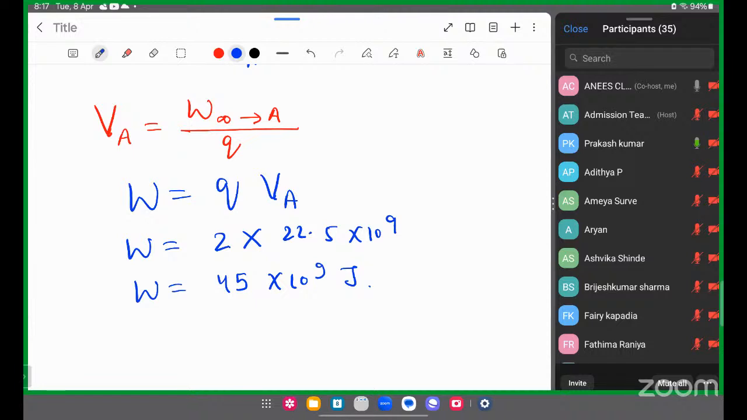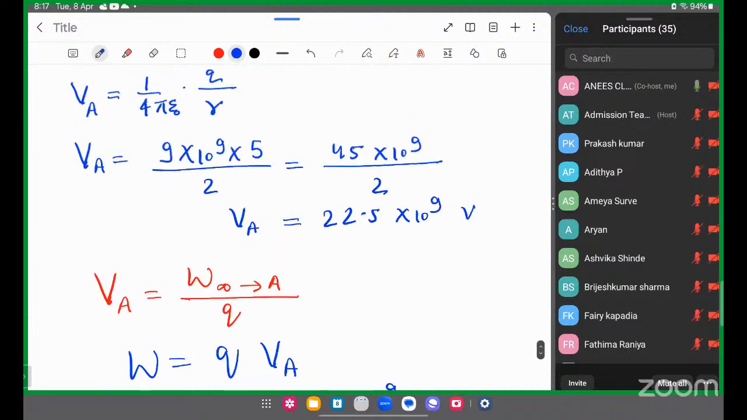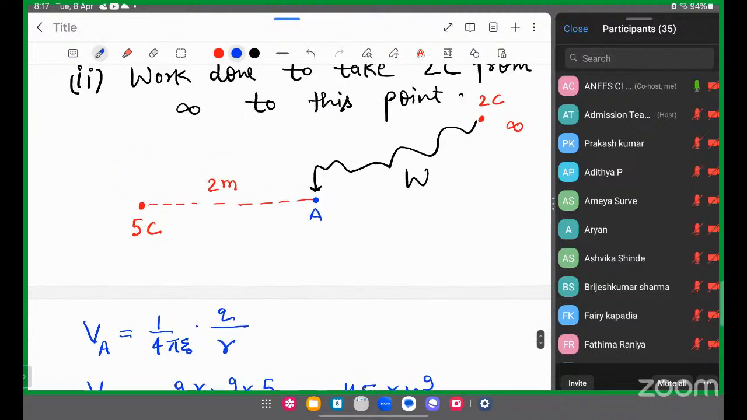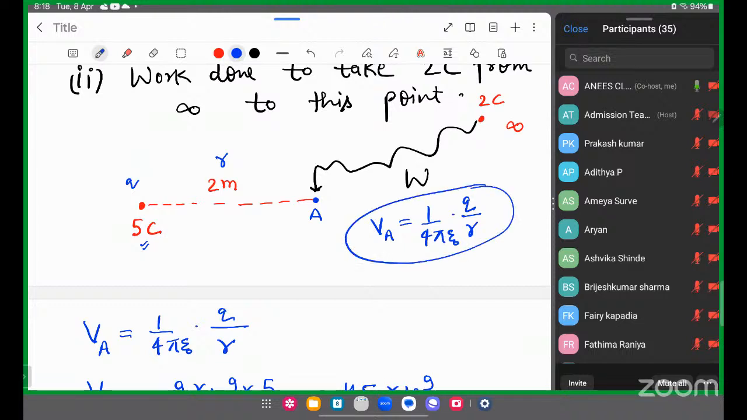Hello, sir. Yes. Sir, how to find V? For V, we have a direct formula. If there is a point charge and the point of interest is at a distance of r, charge is q, then the formula for potential at point A is 1 upon 4 pi epsilon naught, isolated charge q divided by separation, that is r. We can apply this formula. Understood? Yes, sir.